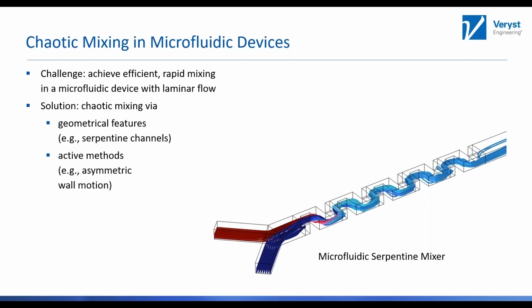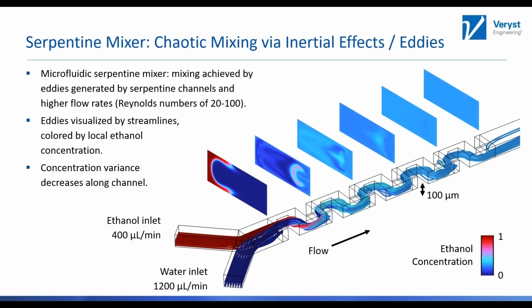So one solution is to use chaotic mixing via geometric features such as the serpentine channel shown here, or active methods such as asymmetric wall motion. And all the simulations, I should say, in this case study, and in both case studies actually, were performed in COMSOL. In this section, we're using the laminar flow and the species transport interfaces. So the microfluidic serpentine mixer achieves efficient chaotic mixing through the eddies generated by the serpentine channels and the higher flow rates. The channel height in this device is 100 microns, and that typifies microfluidic devices.